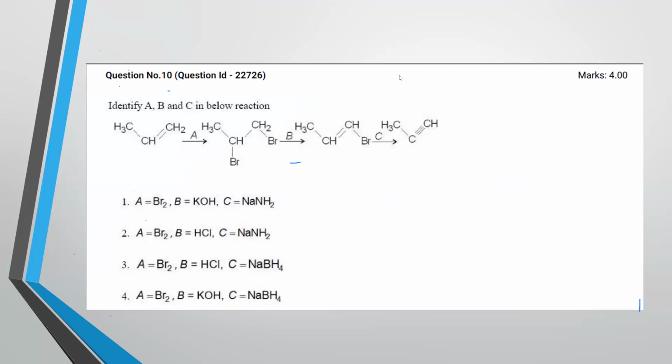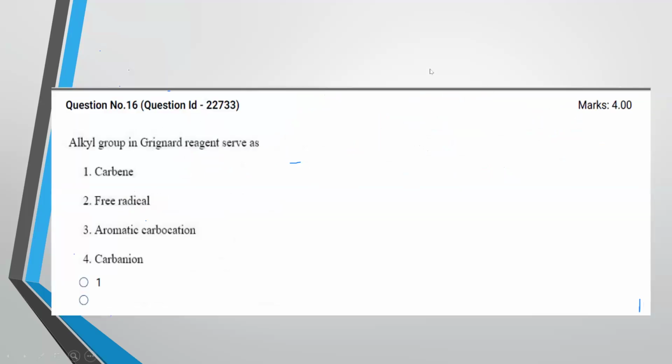And the last question we will take. Alkyl group in a Grignard reagent serves as... What will be the answer? Yes, carbanion. Right? Carbanion.